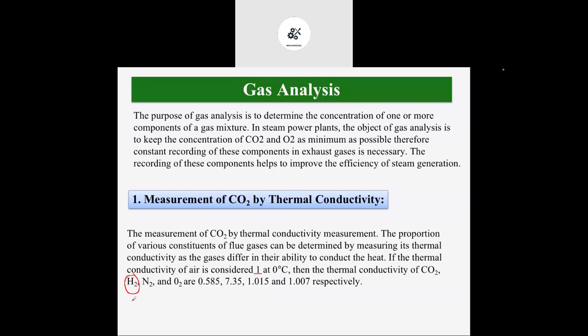More hydrogen is present inside the flue gases. Similarly, if the thermal conductivity of the flue gas is less than 1 with respect to air, then we consider it contains the maximum amount of carbon dioxide. If the maximum amount of carbon dioxide is present, then we can consider that efficient combustion has taken place, because carbon dioxide is a byproduct of any combustion process.